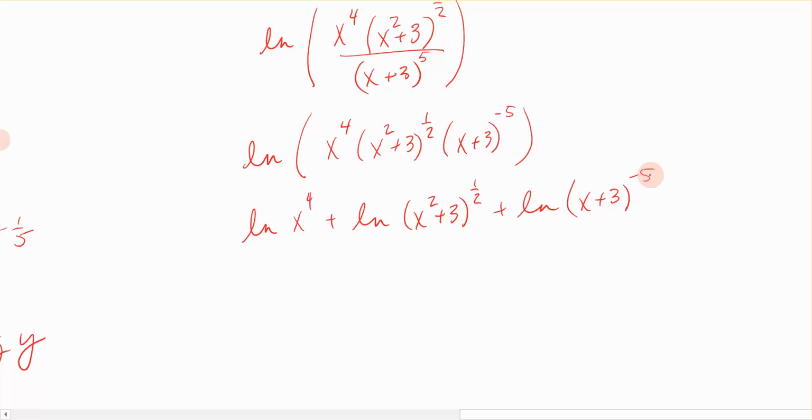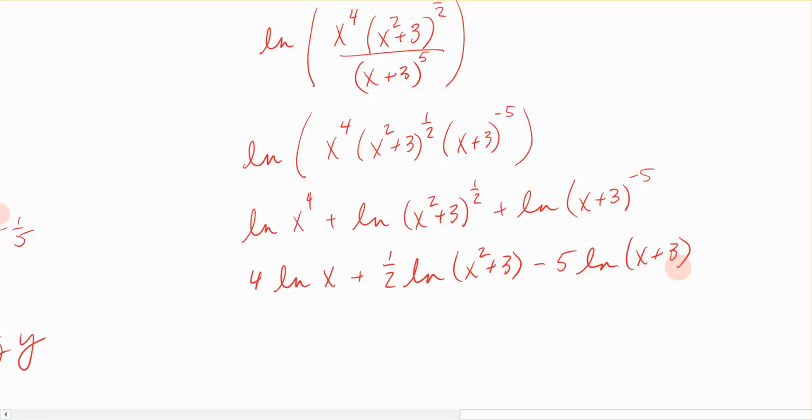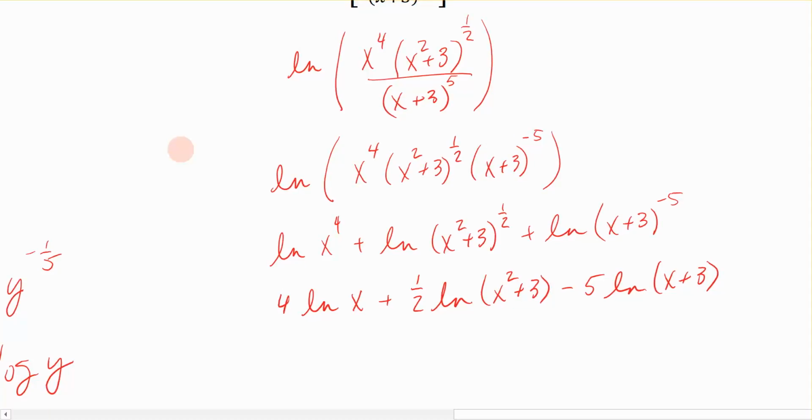And then the last thing that we're going to apply is the power rule. So each of these exponents is going to come down into the front. So I have 4 ln x plus 1/2 ln of x squared plus 3 minus 5 ln of x plus 3. I'm looking at each of these arguments just to make sure that I can't simplify them any further, and I can't. So I have three terms here in their expanded expression, and that's the procedure that we're going to use for each of these in order to expand the expression.